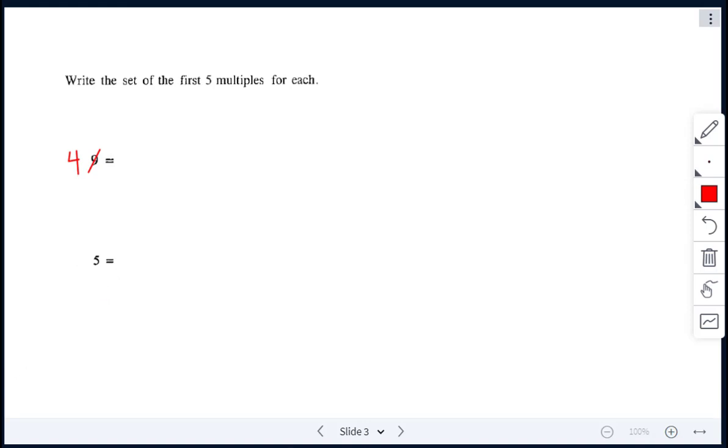Okay, so for multiples of 4, we would start with 4 times 1, which is 4, then 8, then 12, 16, and then 20. So 1, 2, 3, 4, 5. Those would be the first 5 multiples. For 5, the first multiple would be 5, then 10, 15, 20, and 25. So again, 1, 2, 3, 4, 5. Those would be the first 5 multiples.